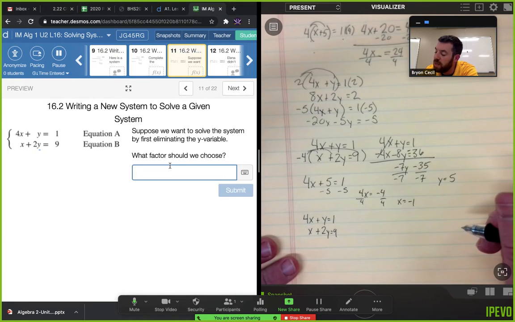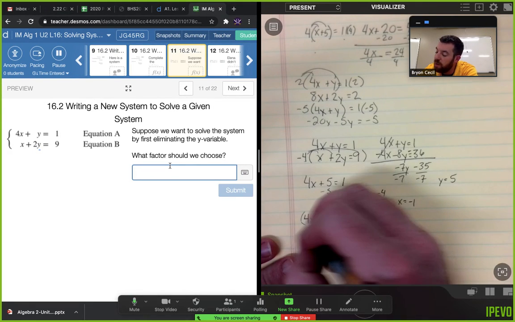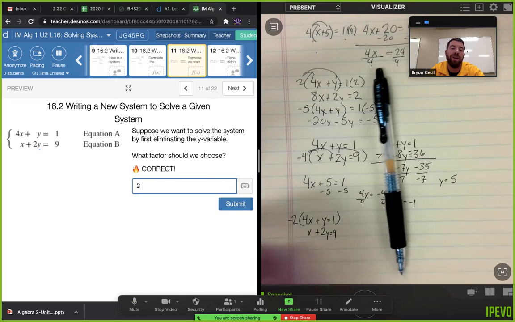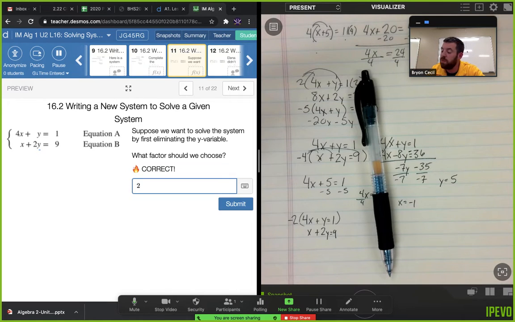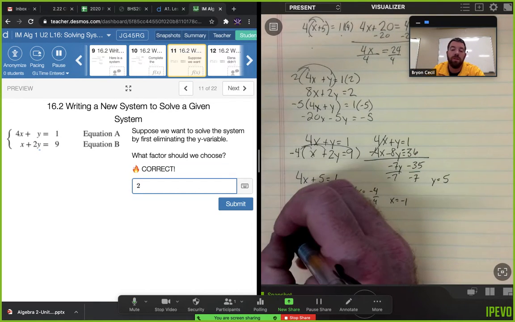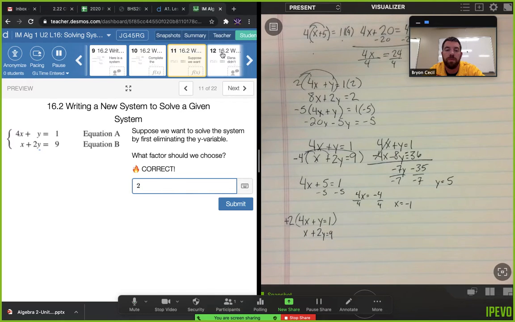Now we want these y's to cancel out, guys. For me, I'm going to multiply by a 2. Hey, they say 2. I'm going to say a negative 2. But if we want to do what they're doing, we'll multiply by a 2. That's okay. We'll multiply by a 2.